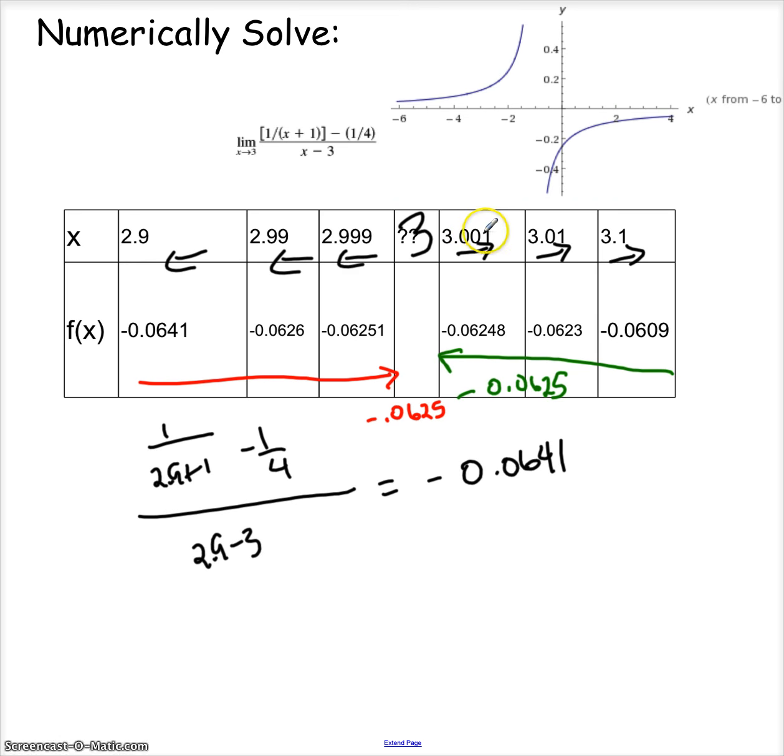or 3.0001. I do want to point out that these do not have the same values. A lot of times when we do our problems, there will be symmetry, but in this case there's not.